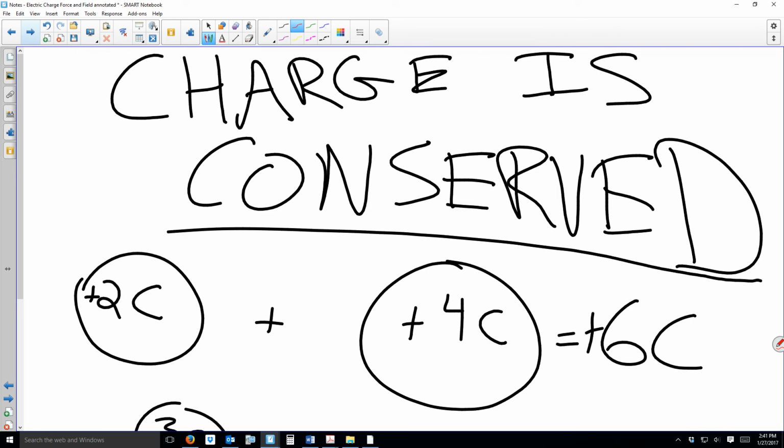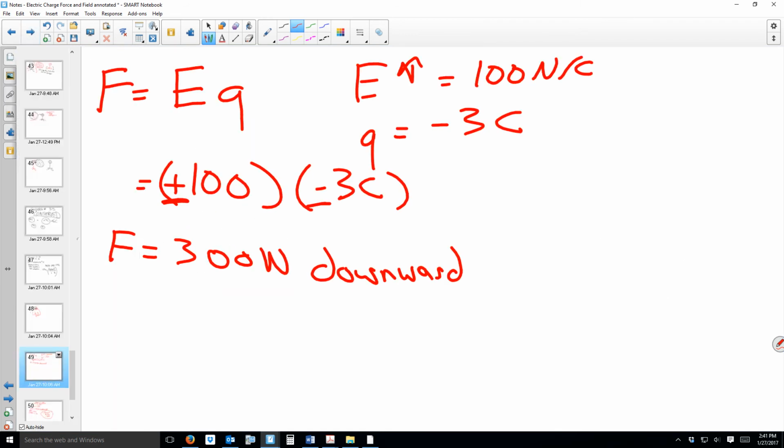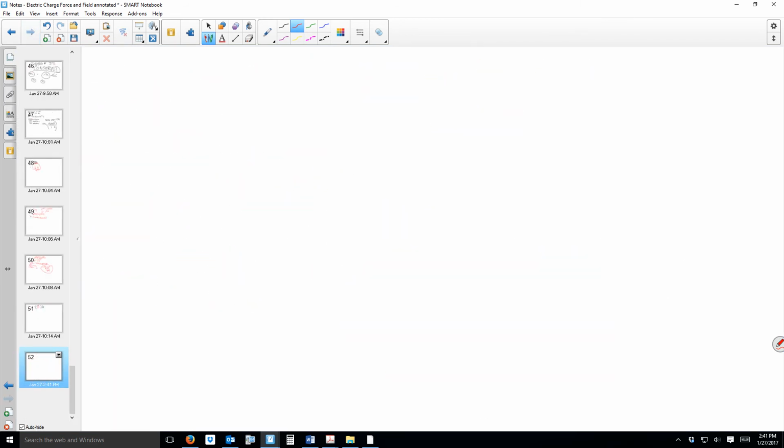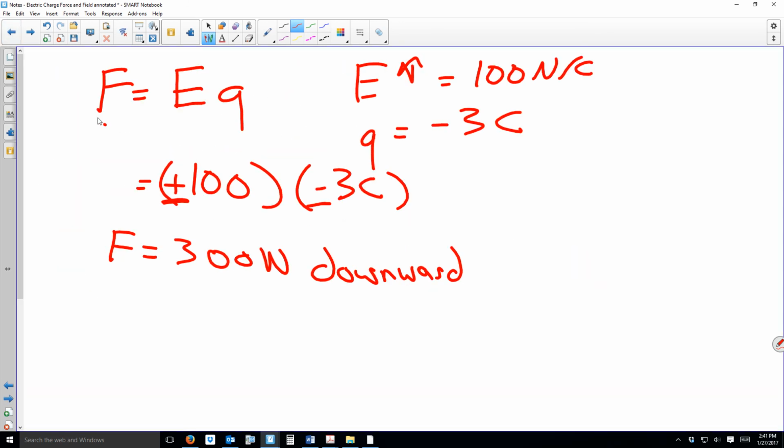All right. Cool. Charges conserved. That's old stuff. So that takes care of everything really from the first section of the unit. That's the first 15 questions on the test in a nutshell. Again, make sure that you are comfortable with those concepts. Follow the electrons is the best thing you can do.